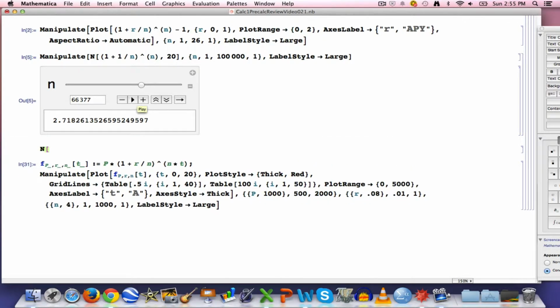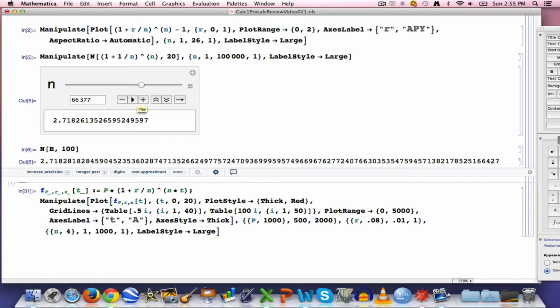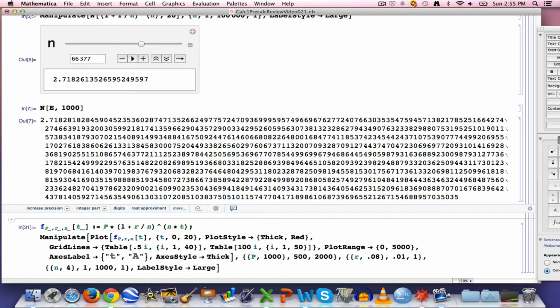In Mathematica, you can enter e in two ways. You can either use a capital E to represent the number e. There's the first 100 decimal places of e. Let's see, 1,000. You can memorize that if you want.